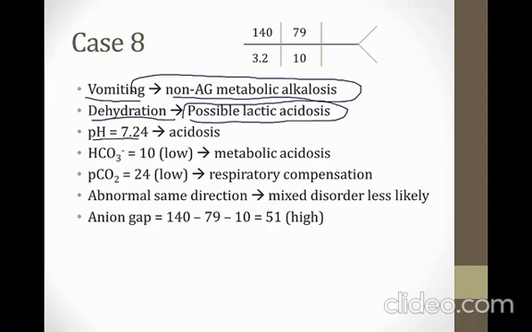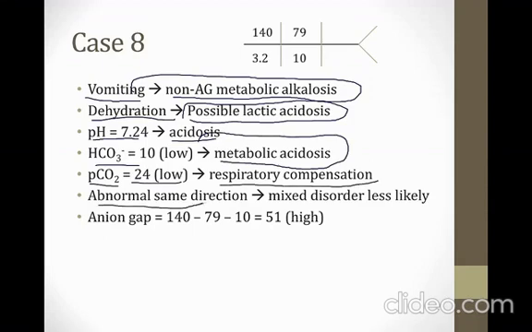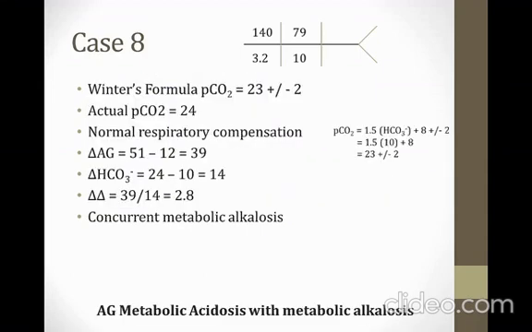The pH is 7.24, so there is an acidosis. The bicarbonate level is low, so there's a metabolic acidosis. The PCO2 is also low at 24, so there's respiratory compensation. Because they're abnormal in the same direction, a mixed metabolic and respiratory disorder is less likely. The anion gap is 140 minus 79 minus 10, which is 51, which is very high, so we have an anion gap metabolic acidosis.